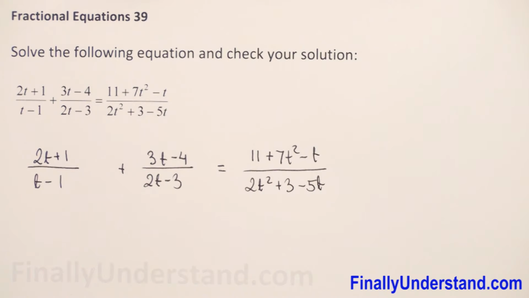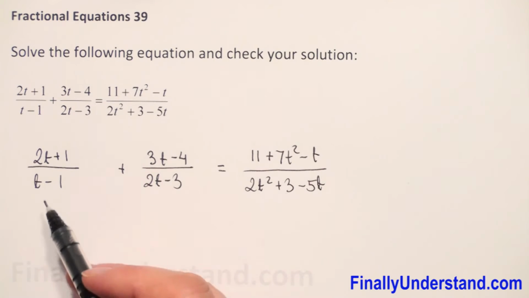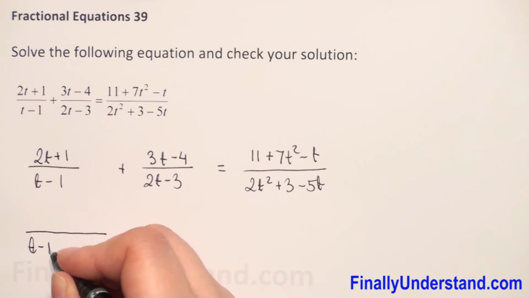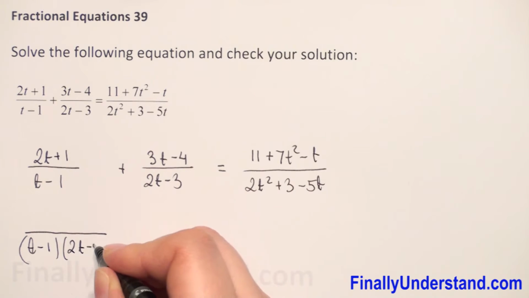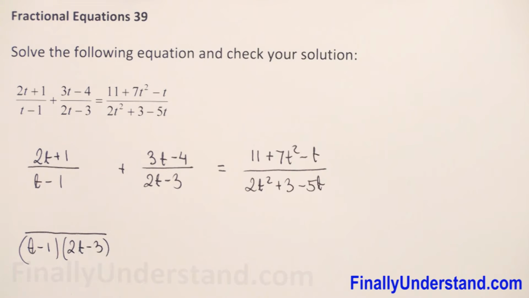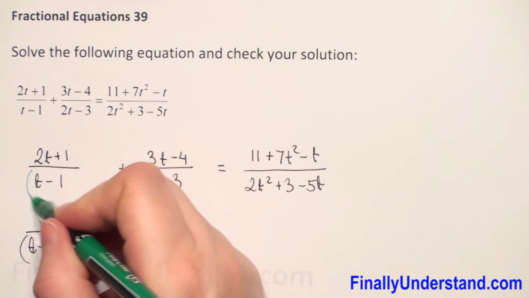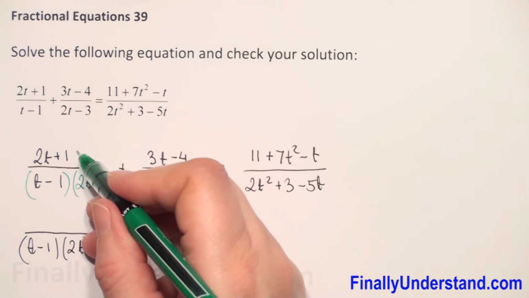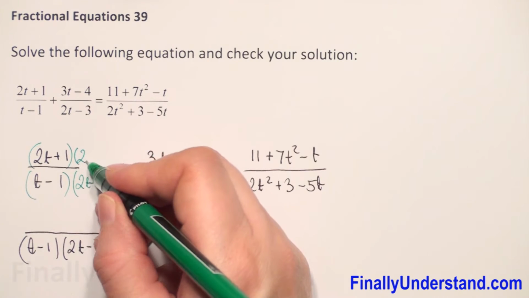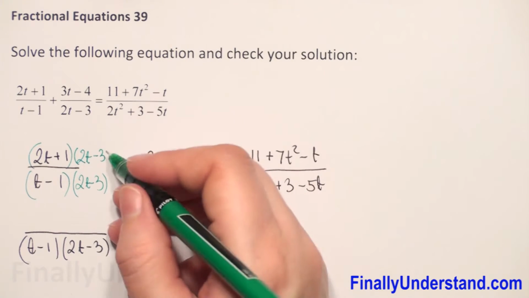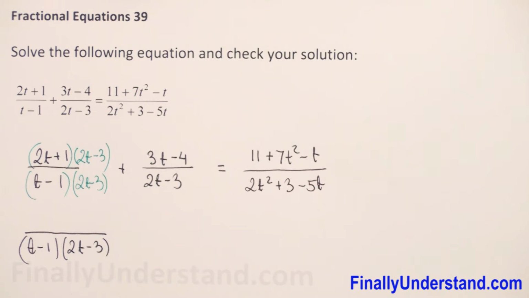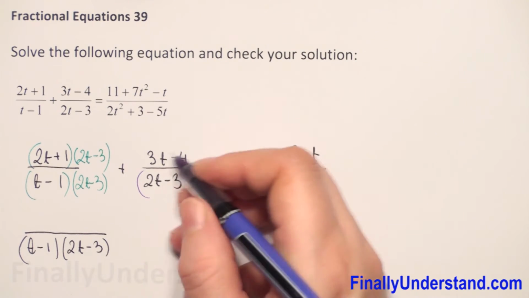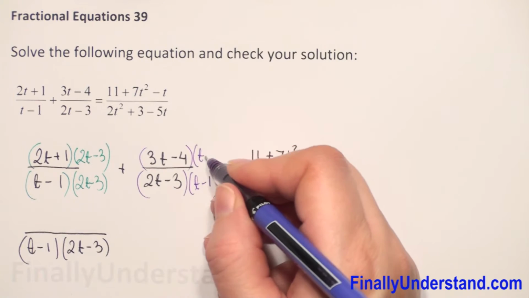Like I said, to get the same denominator, we need to multiply first by the second. So it will be times 2t minus 3. We have at the beginning only t minus 1 in the denominator, so we need to multiply times 2t minus 3. Whatever I did with the denominator, I have to do the same with the numerator. And the second algebraic fraction, I need to multiply times t minus 1, and the same with the numerator.